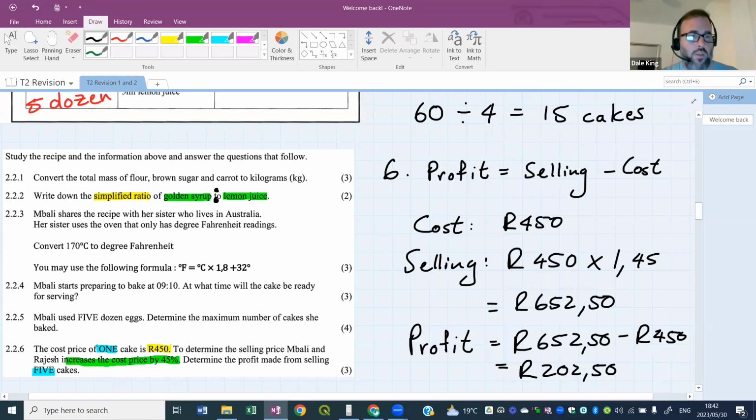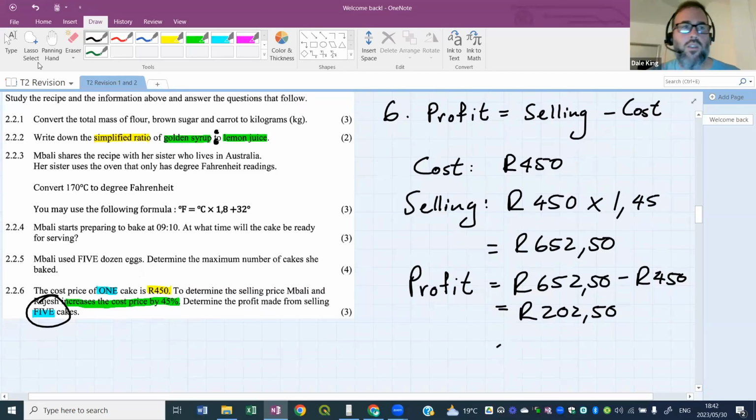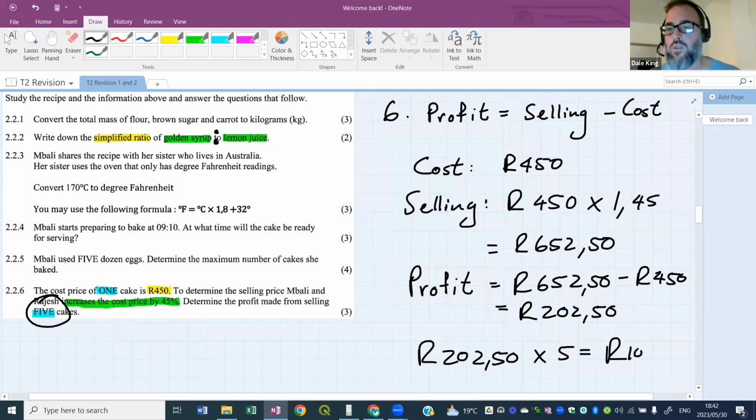One little thing, I think Emmanuel pointed out, we need to work out the profit for 5 cakes. Okay. So we need to take this profit for one cake, and all we do is multiply it by 5. So take your 202.50 that you got and multiply it by 5. So 202.50 multiplied by 5 is 1012,5. You guys did well to get up to the 202.50, but they were asking for 5 cakes in the end. Okay.